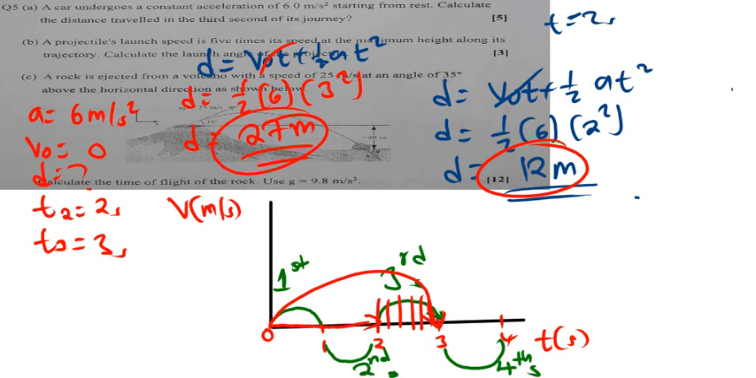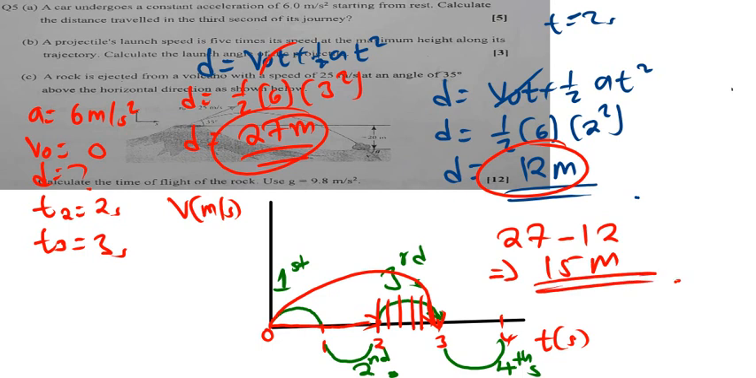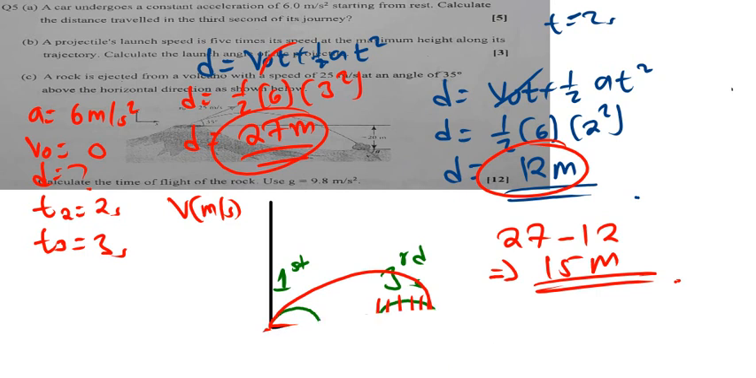So we're going to say 27 minus 12. The answer I get, that is the distance traveled in the third second, which is 15. So 15 meters is the distance traveled in the third second. Okay? Sometimes, if you want, you can just do it direct.